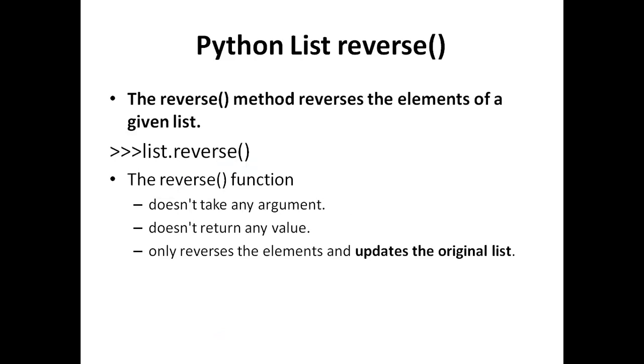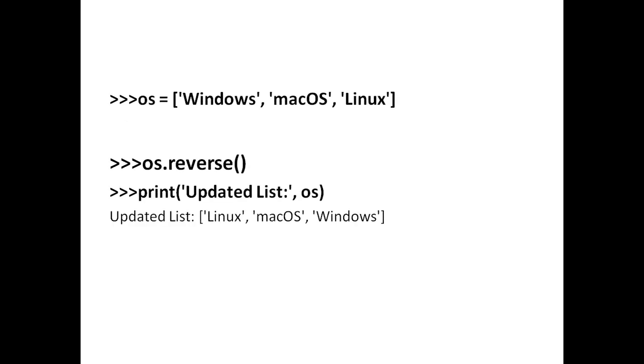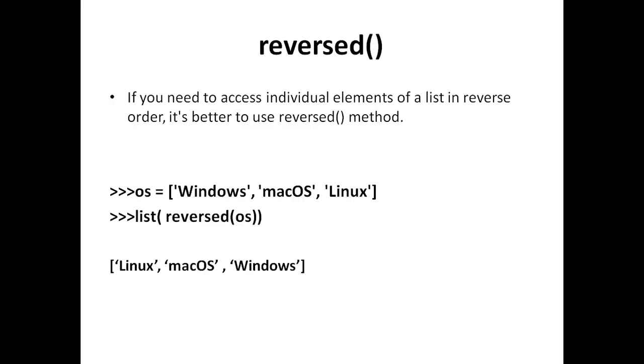So we can use the reverse method to reverse the list. It does not take any argument and it just changes the original list. Python has a reversed function also which does not change the original list, but it will take the list as an argument and it will not change the original list.